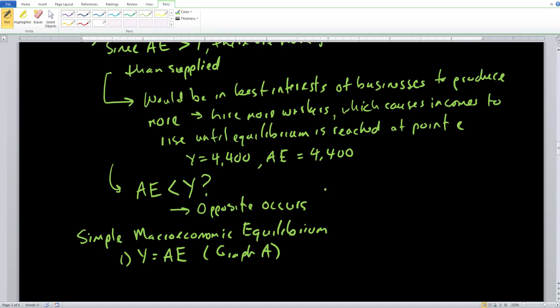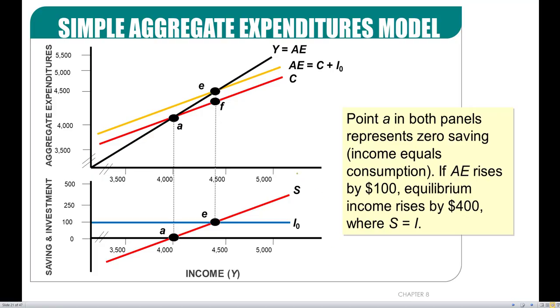The second condition is going to come from graph B, the bottom graph, and this is going to be the simpler one out of these two. On the bottom graph, we notice that we have saving and investment on the vertical axis, but still income from before, income on the horizontal axis. We start off at point A. This is where we only had consumption within our model. And at point A, remember, we are consuming exactly what we have in income, so there are zero savings. So at point A, we have $4,000 of income, but zero savings.